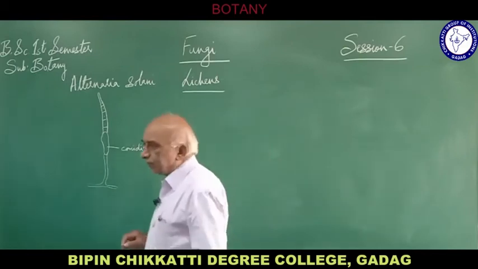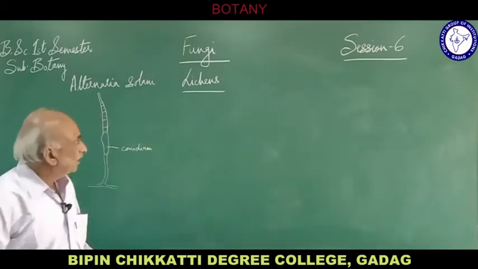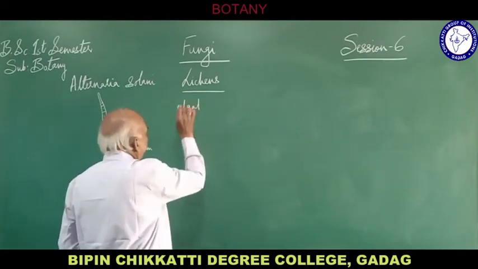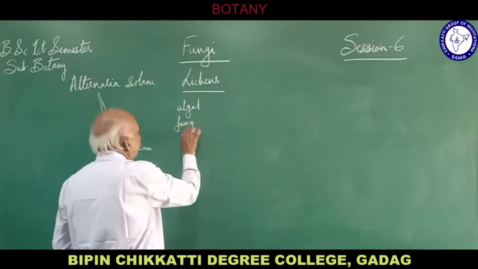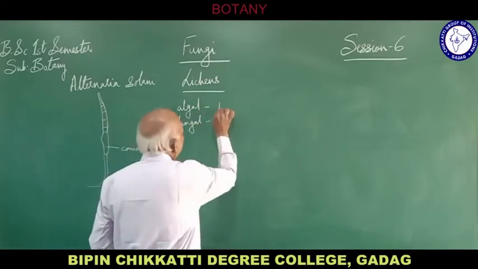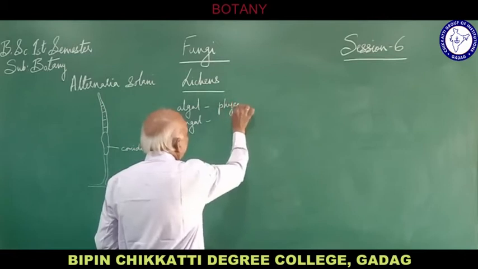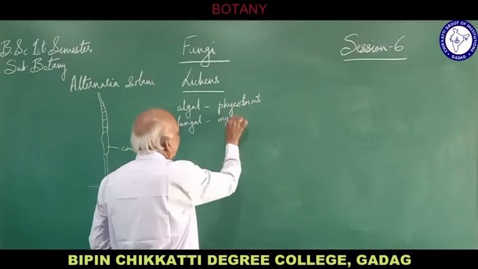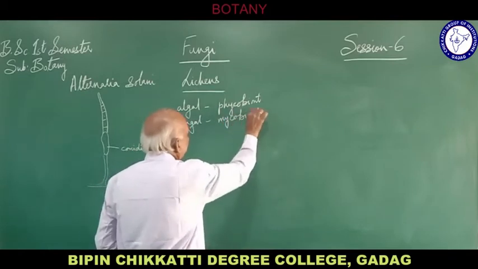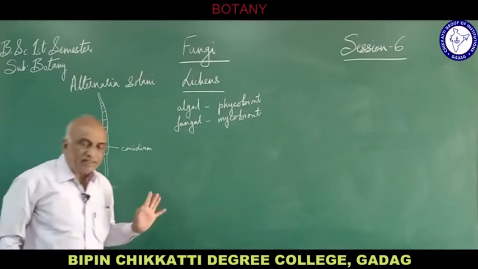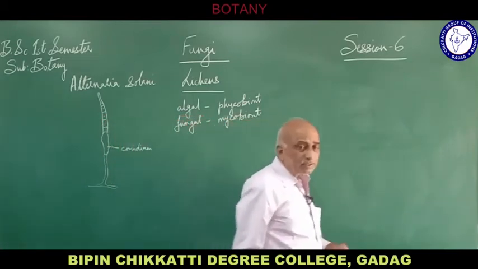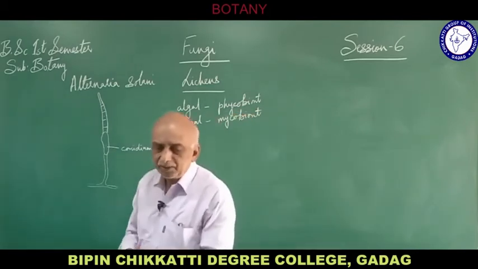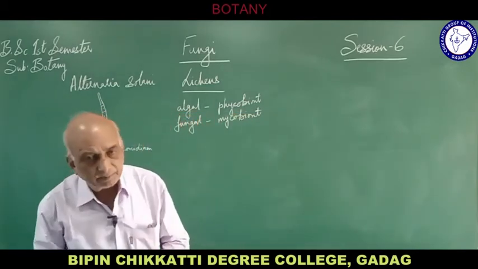That means there is no differentiation of stem, root and leaf, and it has two components, an algal component and a fungal component. The algal component of the lichen is called phycobiont, whereas the fungal component is called mycobiont. So we can say that lichens are an association of fungi and algae. There is a kind of symbiotic association between these two.